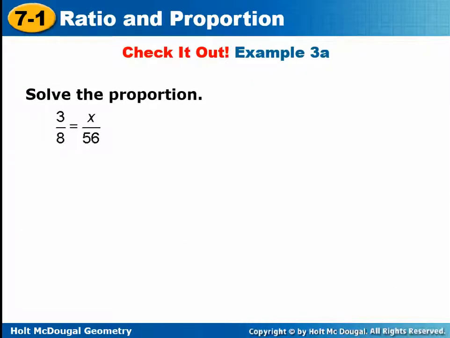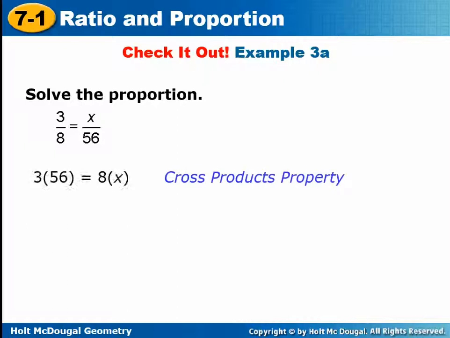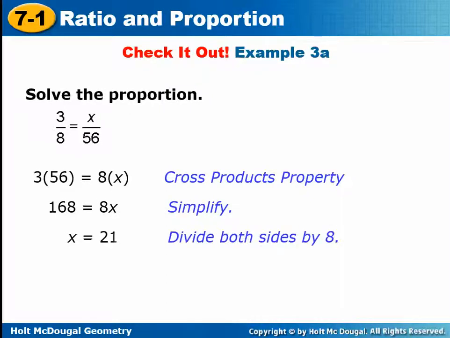Okay, here's a more basic one. Check your work and then hit, so pause the video and then hit play after you get your answer and see if you got it right. So you should have written 3 times 56 equals 8x, and then simplified to 168 equals 8x, and then finally x equals 21.